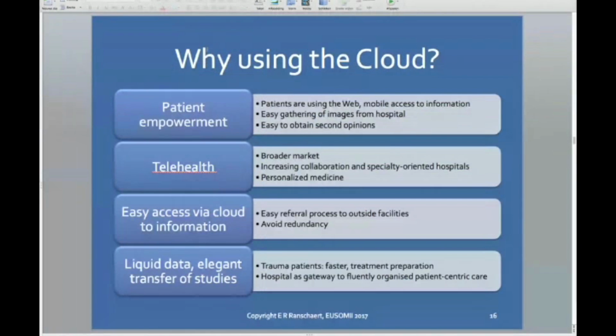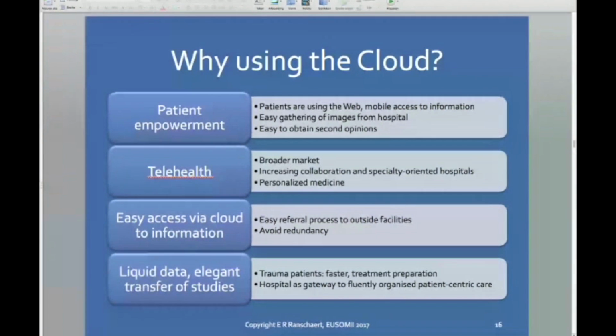First of all, there is patient empowerment, which is now developing strongly, and it means that patients are using the web as well. So they have mobile access to information. It's easier for them to gather images from the hospital or to view images from the hospital on mobile devices. And for them, it's also possible to obtain second opinions this way.